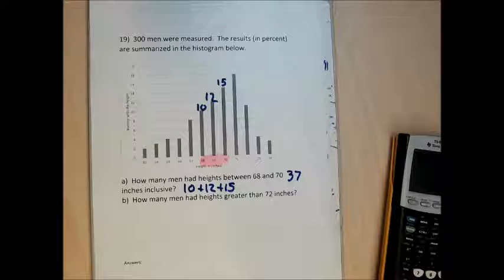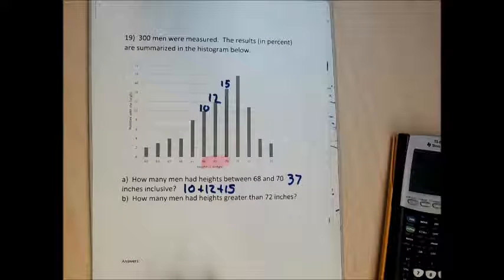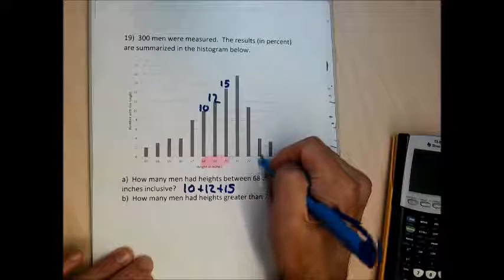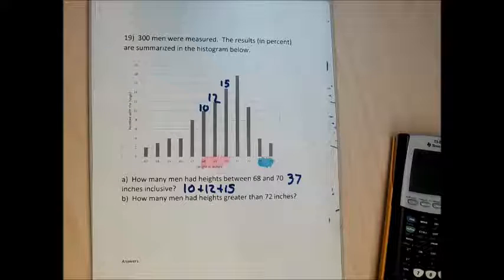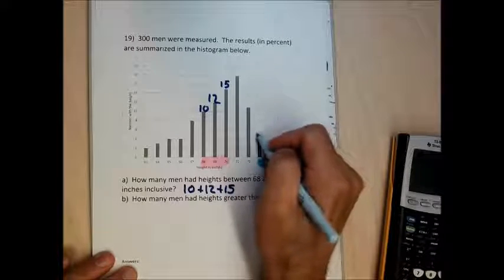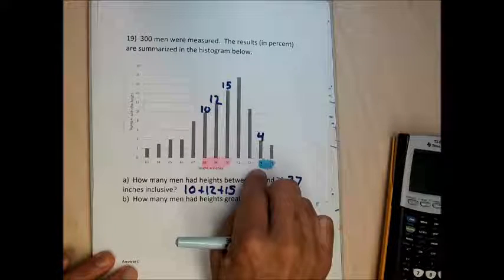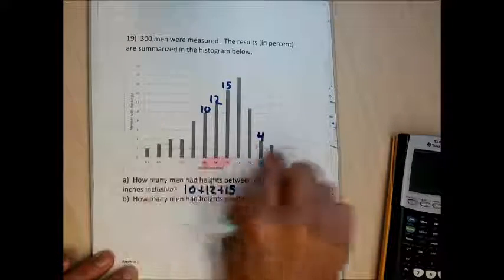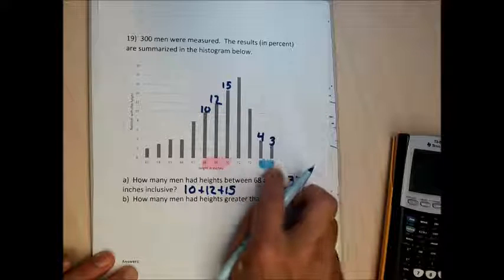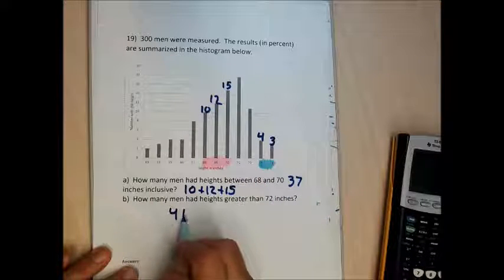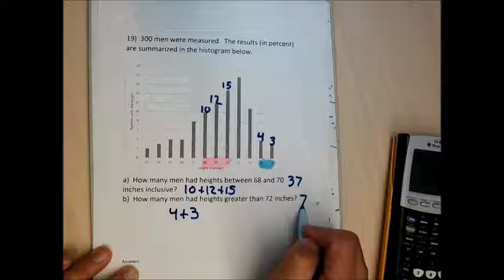For part B, pause the video and do it if you don't want to watch me spoil it for you. How many men at heights greater than 72? Greater than but not equal are only going to count those. Greater than doesn't count the equal. And how many are going to be represented here? There's 4 that were 6'1" or 73 inches, and 3 that were 6'2" or 74 inches. So the answer to that's going to be 7.